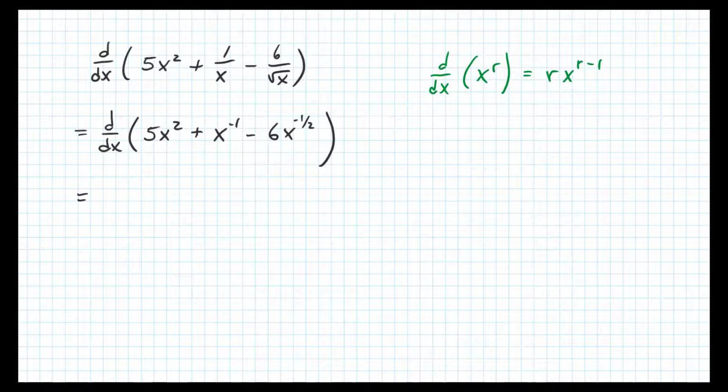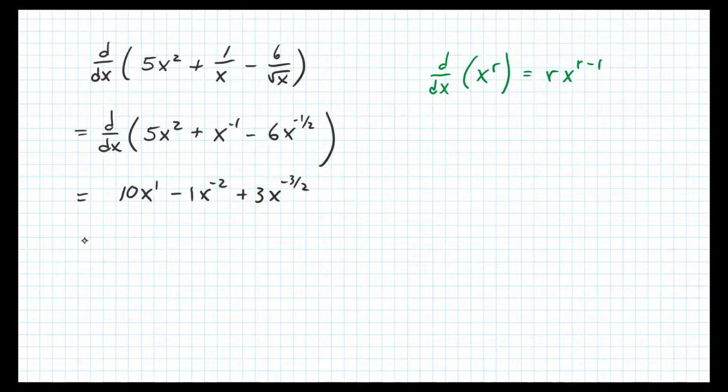From here, then, we can apply the power rule. What we're going to do is take the power here, 2, and multiply it times 5, and then reduce that power by 1. So 10x to the 1 power if you want. And then again multiply: negative 1 times 1 is minus 1x, and then we reduce the power, so negative 1 minus 1 is negative 2. And then here, multiplying negative 1/2 times negative 6 will give me a plus 3x. Now, negative 1/2 minus 1 would be negative 3/2.